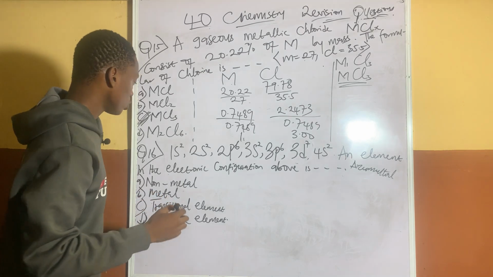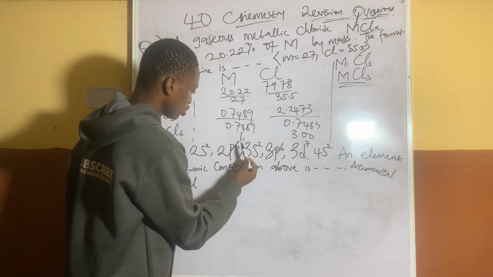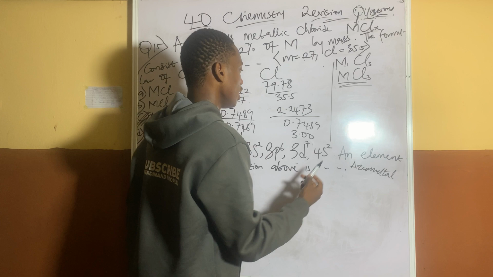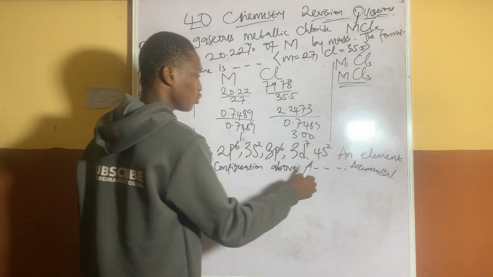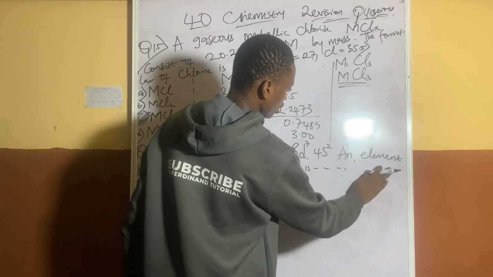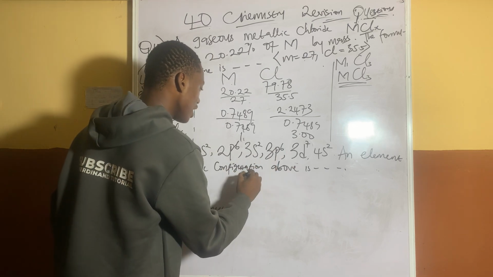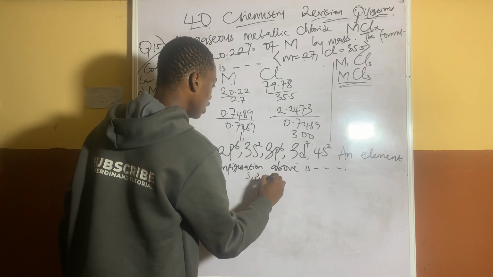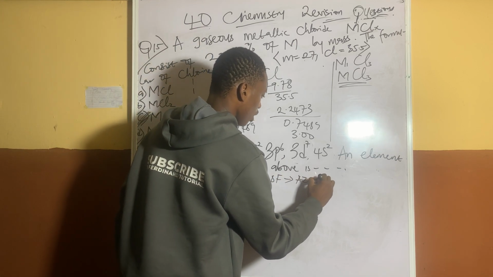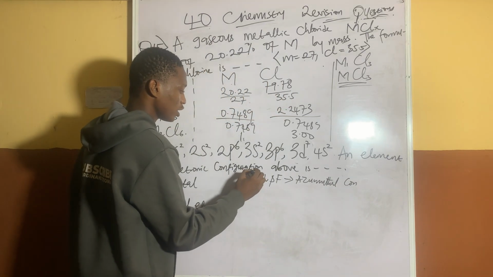Are we together now? So if we come to question 16, it says 1s2, 2s2, 2p6, 3s2, 3p6, 3d7, 4s2. The element in the electronic configuration above is dash. When we are asking about elements in the electronic configuration above, this particular configuration where we have S, P, D, and F is called what? Azimuthal configuration. Are we there now? It's called azimuthal configuration.